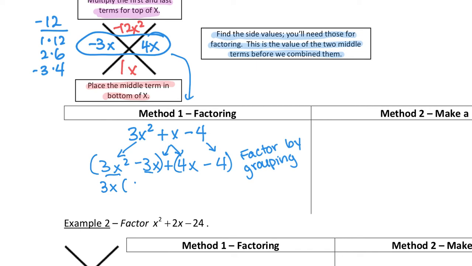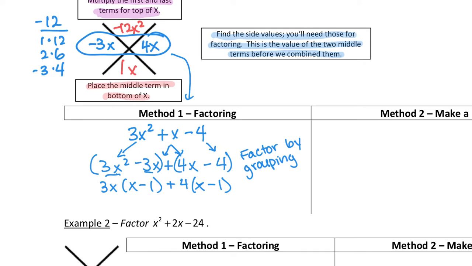And what I'm left with is x minus 1, because 3x times x gave me back this 3x squared, and 3x times negative 1 gives me back this negative 3x. For the next part, I'm going to factor out that 4, and it looks like I've got x minus 1, because 4 times x is 4x, 4 times negative 1 is negative 4.